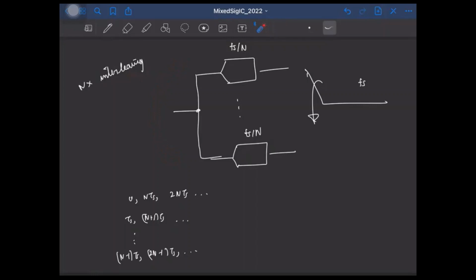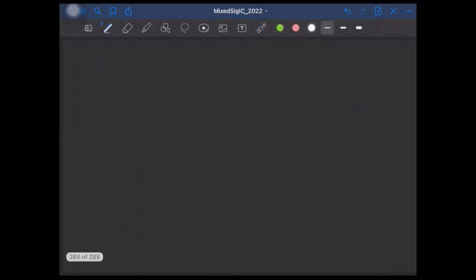Okay, so now that we have seen this technique can improve the speed of the ADC, let's see what are the possible things that can go wrong in this. So let's now discuss the non-idealities, because obviously there is no free lunch, right? So there should be some issue with this. And to understand this, let's consider a simple 2x interleaved ADC.